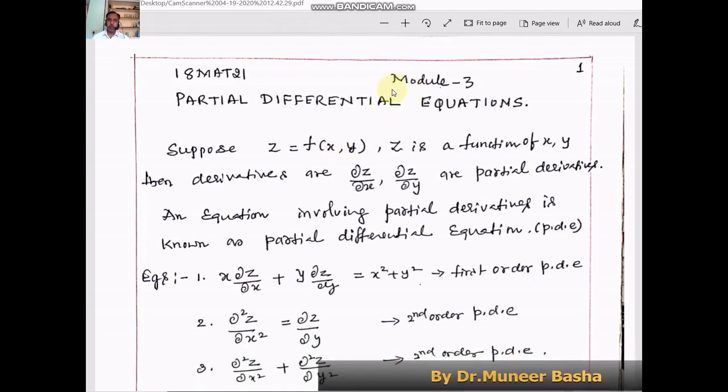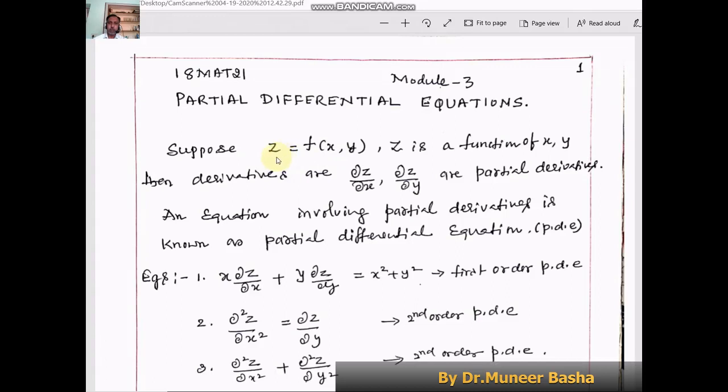Okay students, now we are discussing module 3, partial differential equations. So you have studied differential equations in earlier semesters. Differential equations are those which involve derivatives. On the same lines, partial differential equations are equations involving partial derivatives. So now we can define what those partial derivatives are.